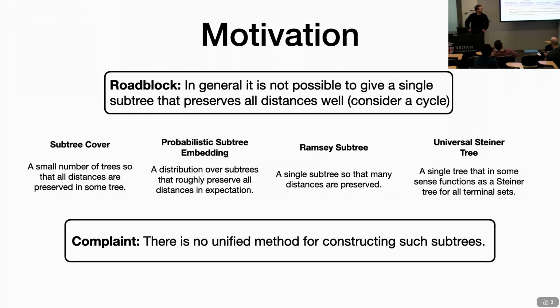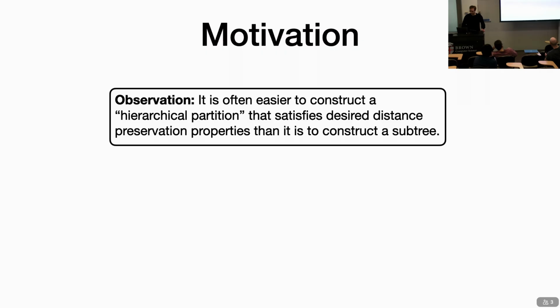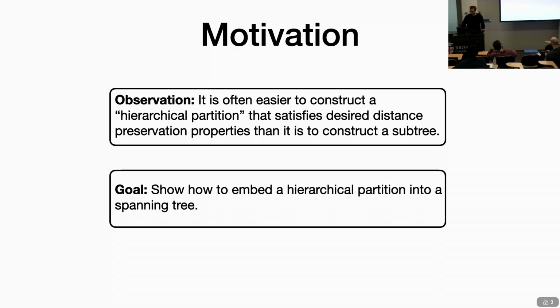One kind of annoying thing is that there's not a particularly unified way of doing this. All these things have different objectives, and the way of creating a subtree is sort of ad hoc for all of them. So one of the main observations of our paper is that it's often easier to embed graph distances into something called a hierarchy of partitions, and I'll tell you what that actually is later. So it's easier to do that than to embed it into a spanning tree.